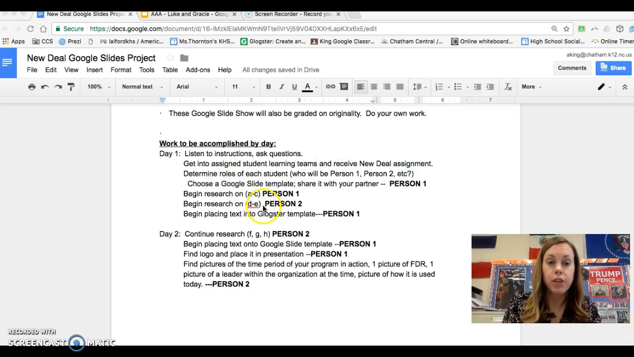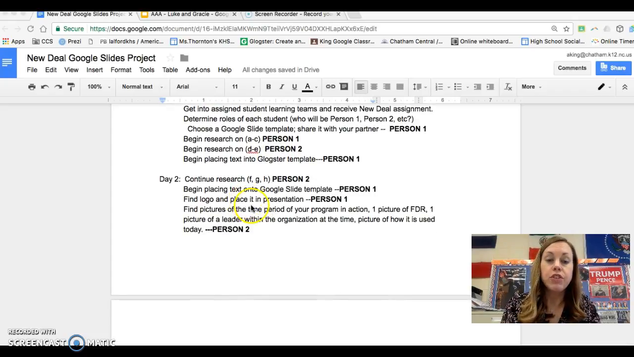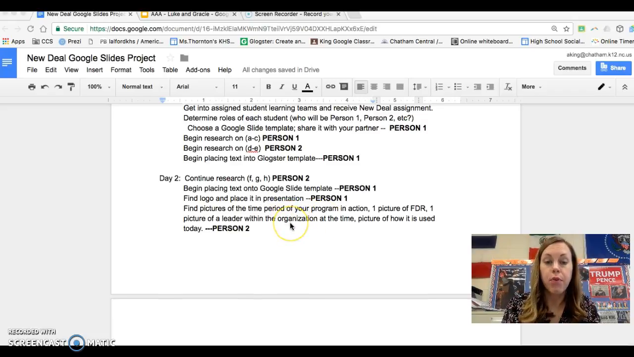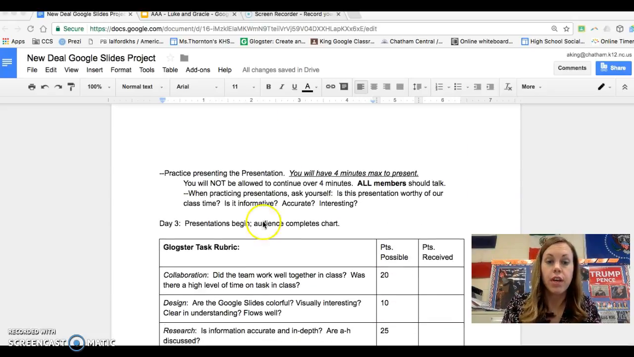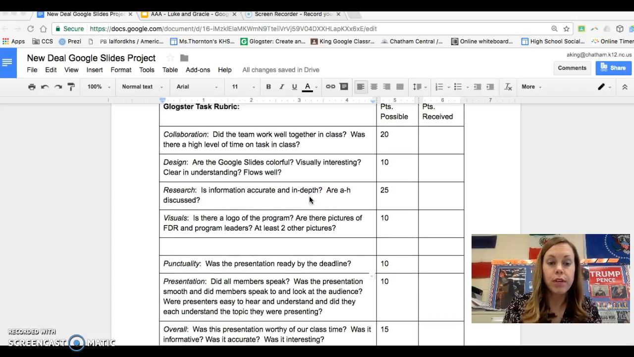Begin the research, everyone, and maybe someone start putting the text into that. So the Glogster, it should say Google slide presentation. And then tomorrow we need to finish it up by putting pictures in and practicing your speech. And that's what that says here, practice your presentation. It says 4 minutes, but I think we can probably do it in 3. So let's try to do that. Everyone should talk. Here's the rubric.